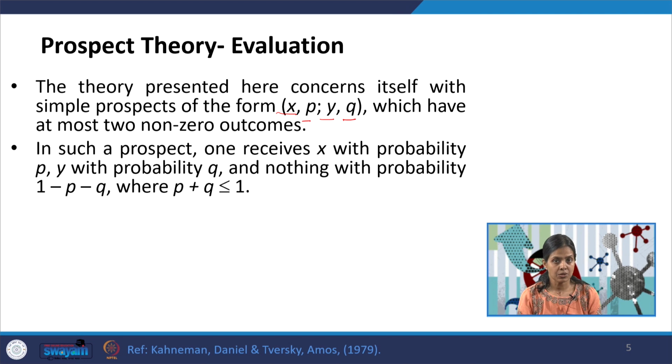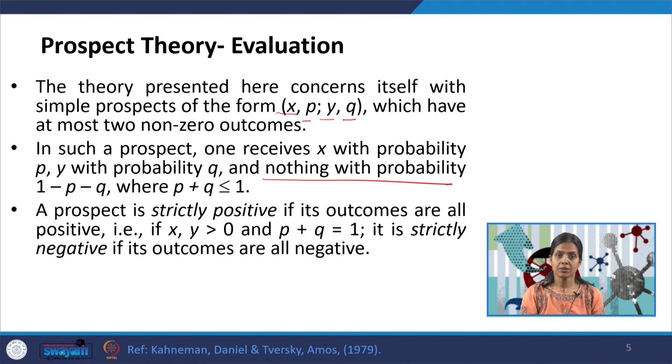If p plus q is equal to 1, then of course the possibility of receiving nothing, with probability 1 minus p minus q, is actually 0. A prospect is strictly positive if its outcomes are all positive, that is both x and y are greater than 0 and p plus q is equal to 1. It is strictly negative if its outcomes are all negative. So, if both x and y are negative and p plus q equals 1, then we call it a strictly negative prospect.